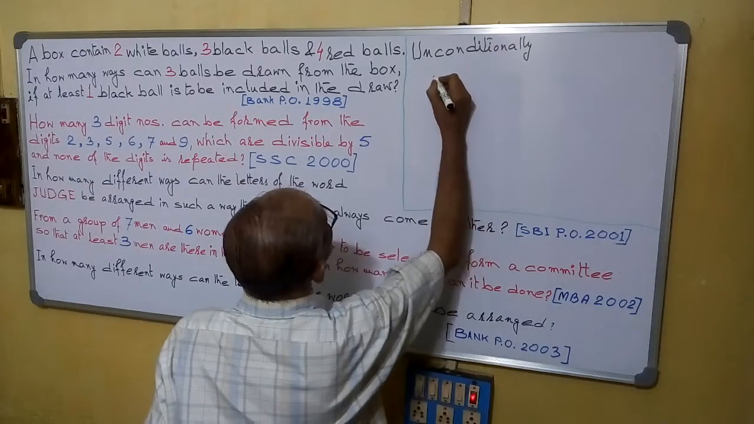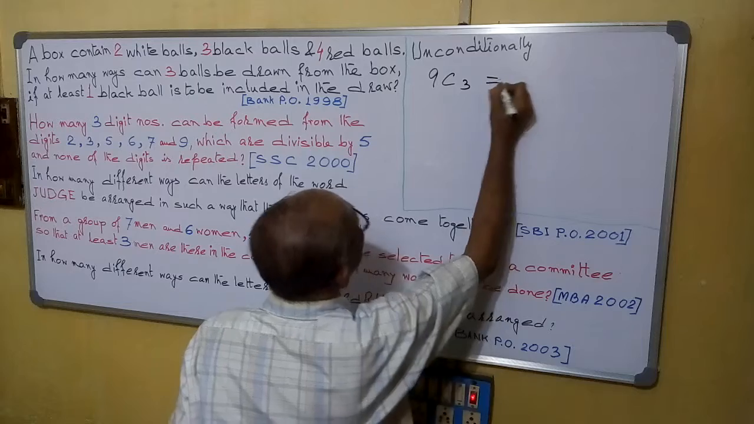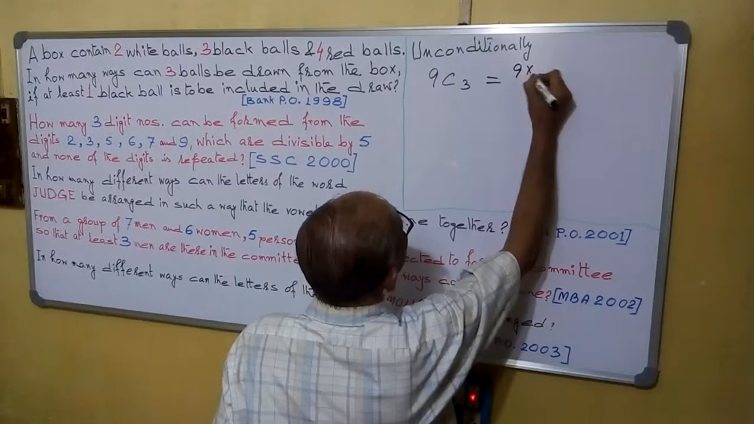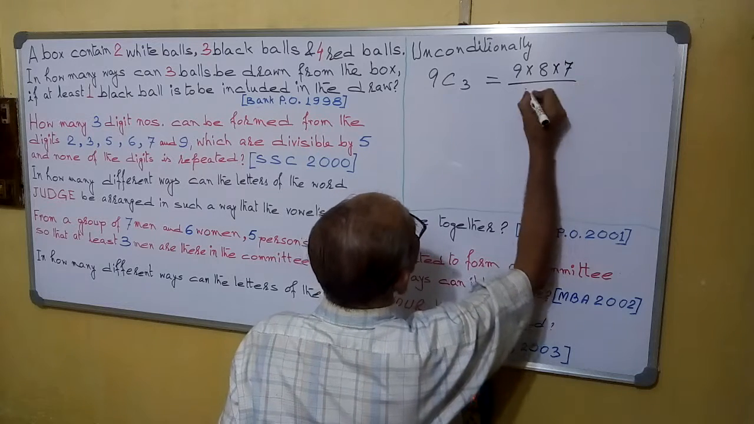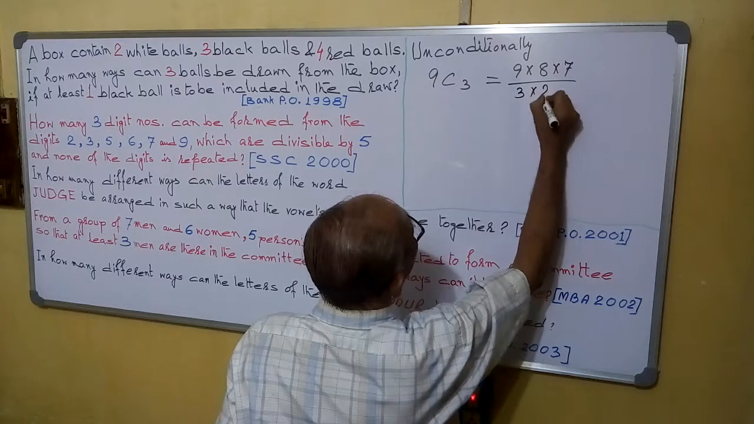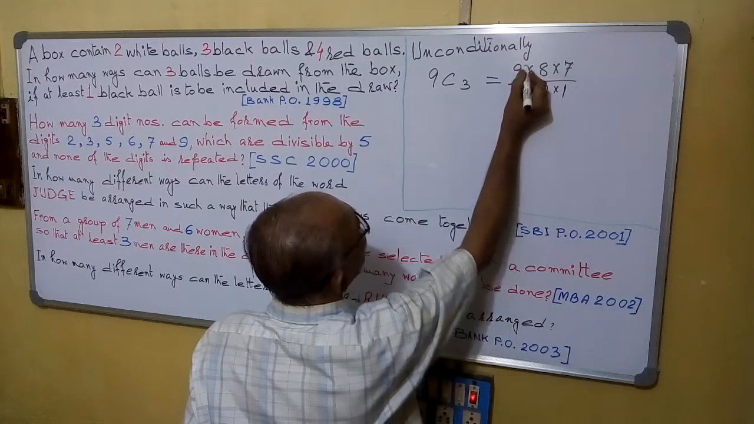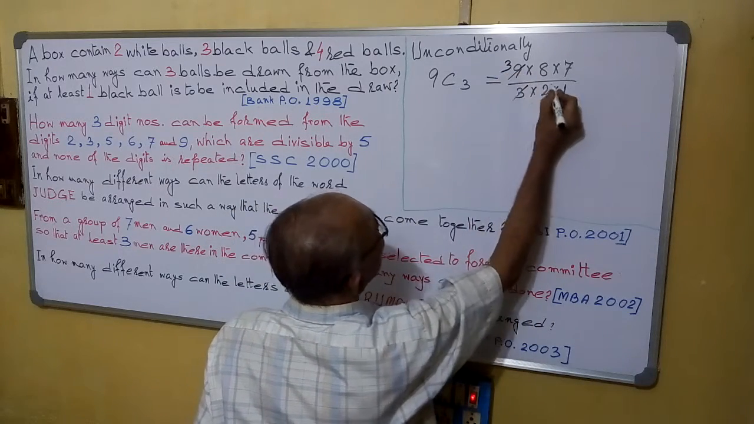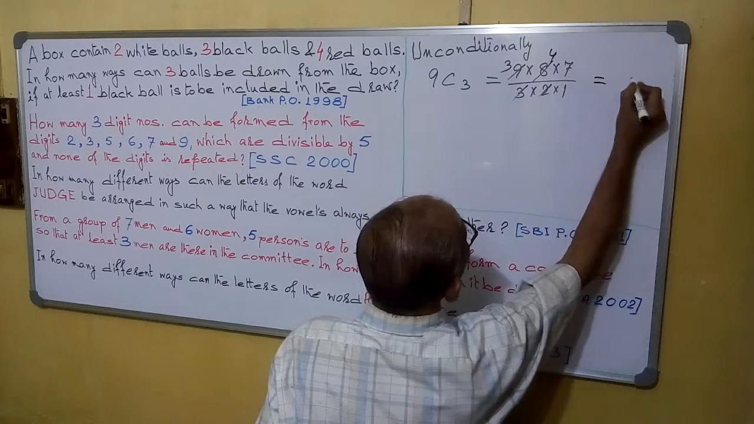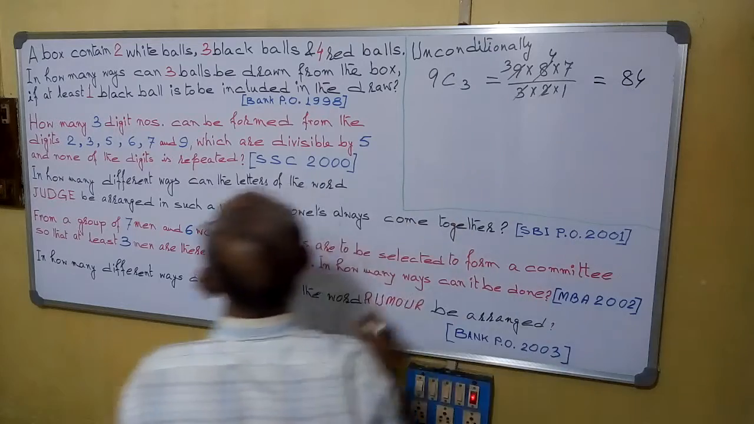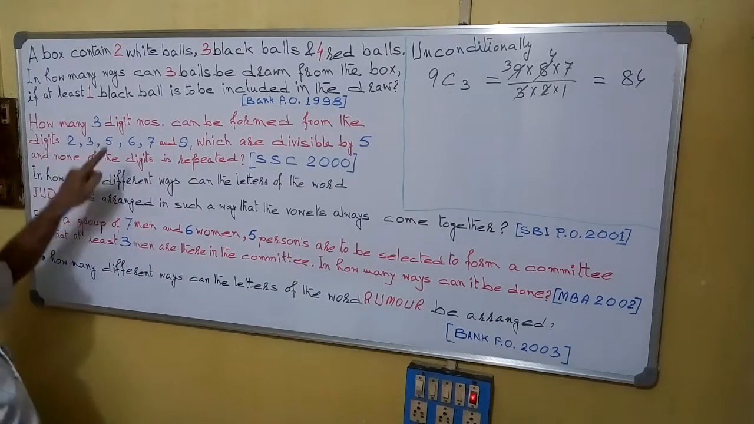We have to draw three balls, so we can draw it in 9C3, that is equal to 9 into 8 into 7 by 3 into 2 into 1. See the style of calculation also. 3 threes are 9, equals to 84.